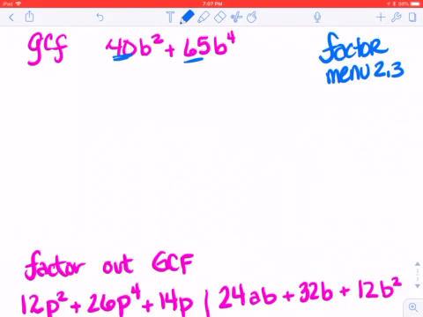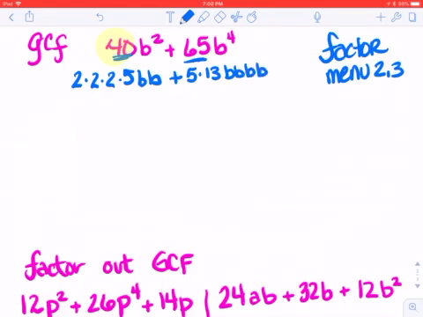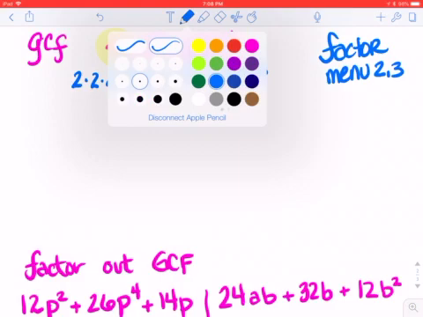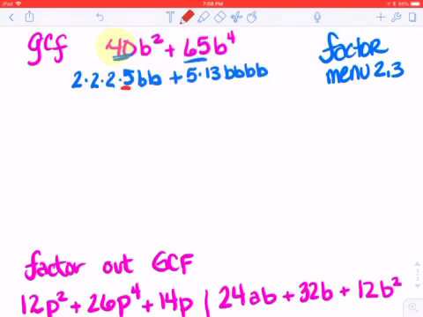So if I do menu 2, 3 to the 40 value, that's going to give me 3 2s and a 5. And if it's b to the second, I'm going to put 2 b's. Do my plus sign. If I go to 65 and I put 65 into the calculator after menu 2, 3, I'm going to get 5 times 13, and then that b to the fourth is going to give me 4 b values. So remember, we're looking for what they share in common. So as far as numbers, we can see they share a 5. And as far as b's, there are 2 b's.